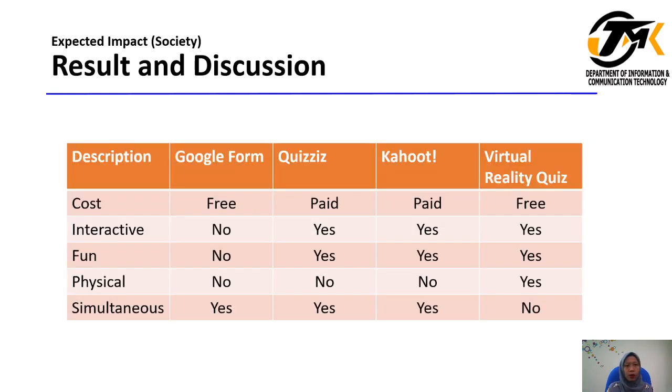This is in terms of cost. As you can see, Google Form is free, but it is not physical. It is only a click using a finger. Quizizz and Kahoot are also free, and they are interactive, yes, fun, yes, and physical, yes. But the only disadvantage is that they cannot be used simultaneously by all the students.